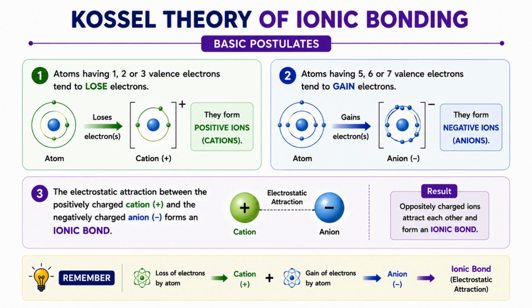According to Kossel theory, atoms with 1, 2, or 3 valence electrons tend to lose electrons and form positive ions, cations. Atoms with 5, 6, or 7 valence electrons tend to gain electrons and form negative ions, anions. The oppositely charged ions attract each other through electrostatic force of attraction, forming an ionic bond.